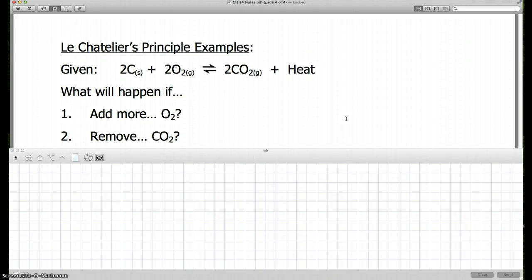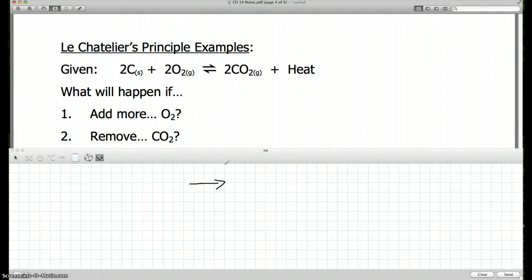So this next one, remove CO2. So I'm going to remove CO2. Well, if I remove something, I want to make more of it. And the forward reaction takes carbon and oxygen and makes CO2. So it would make what we've removed. So it wants to replace what we took away.